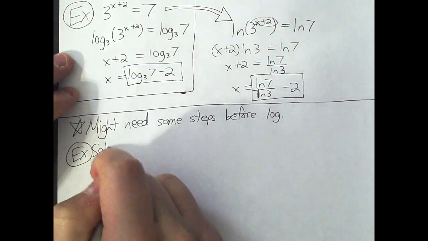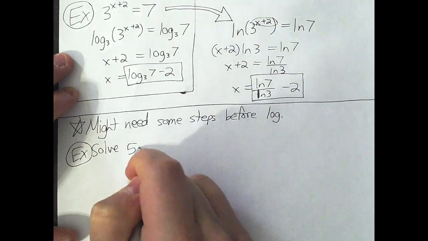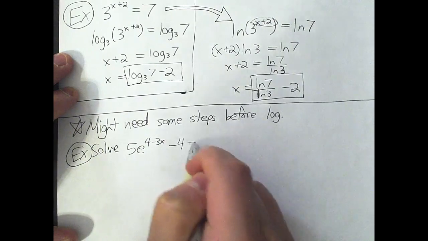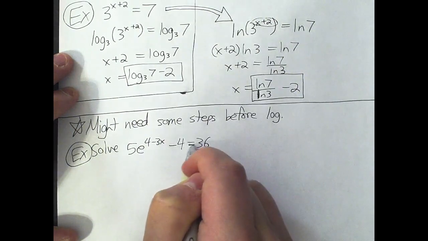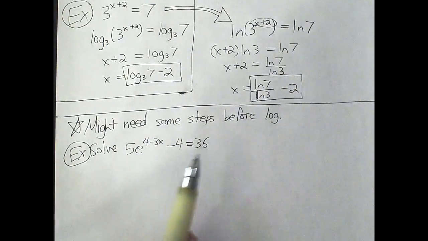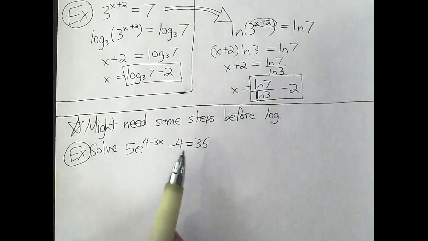Example, let's say we want to solve 5e to the 4 minus 3x minus 4 equals 36. Let's do this together. All right, so before thinking of using logs in any capacity, like if you're going to do log of both sides, or if you're going to use the definition of log to rewrite the problem, before you do either of those things, I would do some steps. I would do some rearranging, some simplifying.